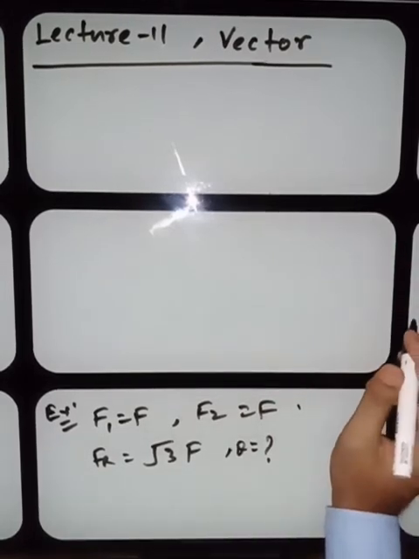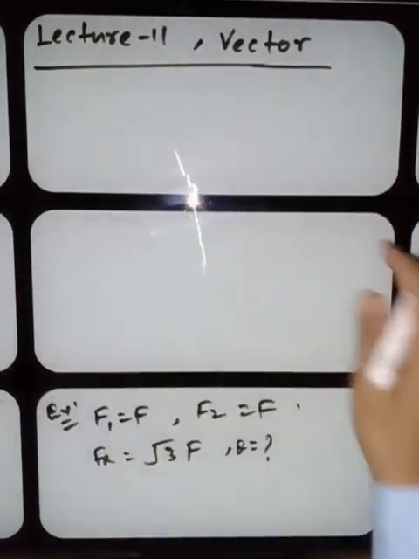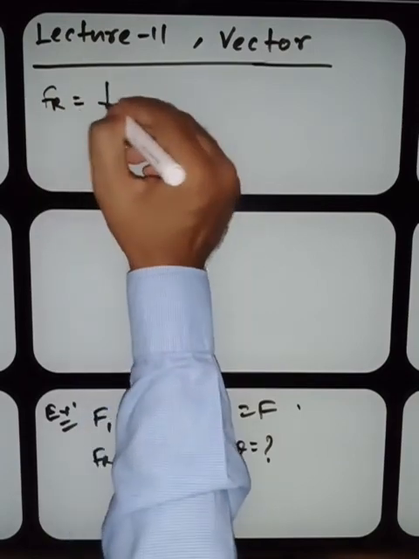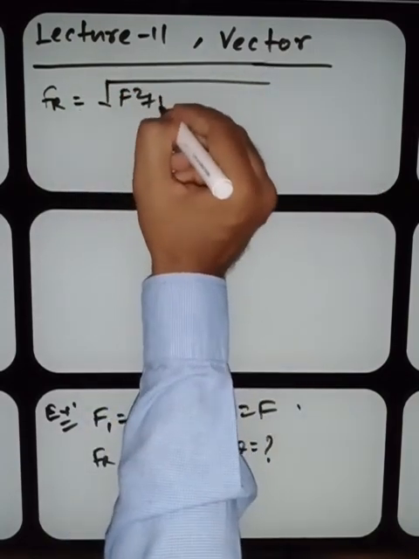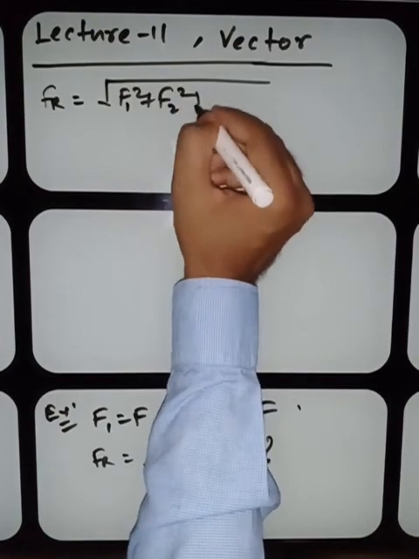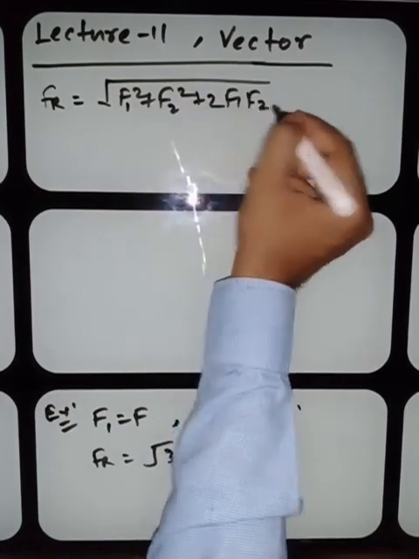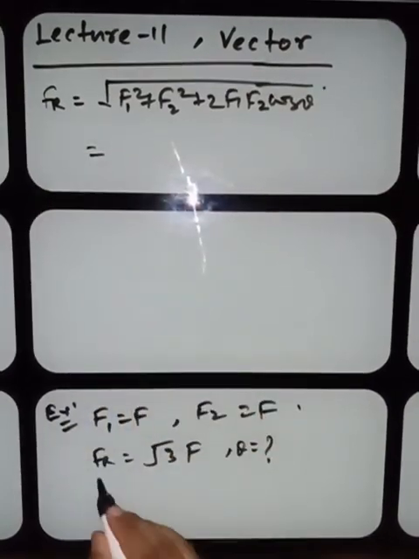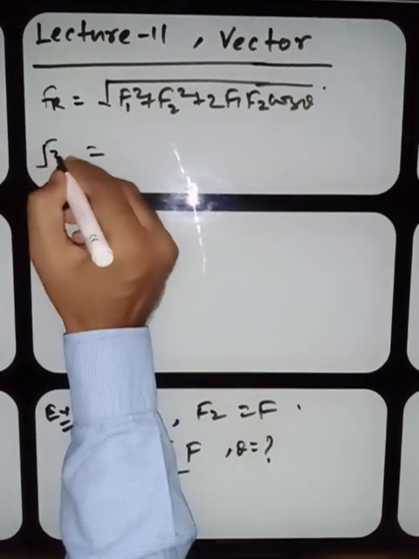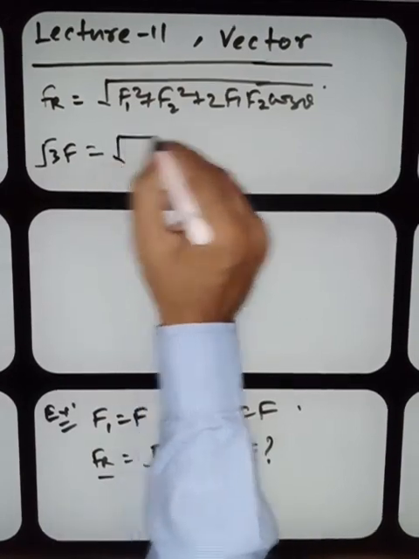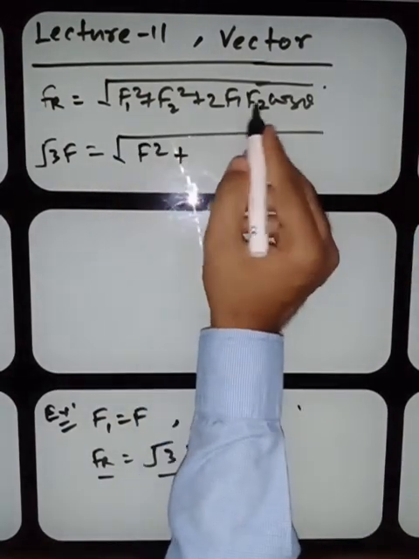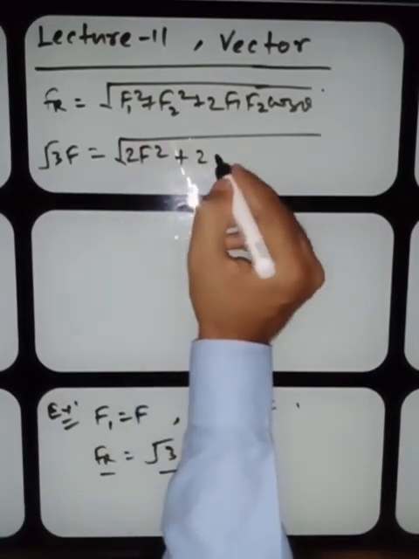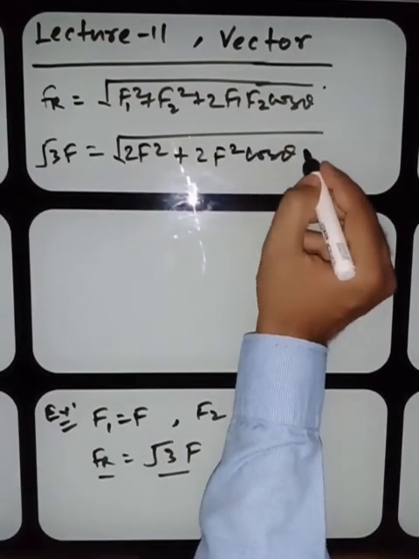Now, look here. We have the formula for FR: it is the square root of F1 square plus F2 square plus 2 F1 F2 cosine of the angle. Since the resultant is root 3 F and the forces are identical, it will be F square plus F square plus 2F square cosine of the angle.